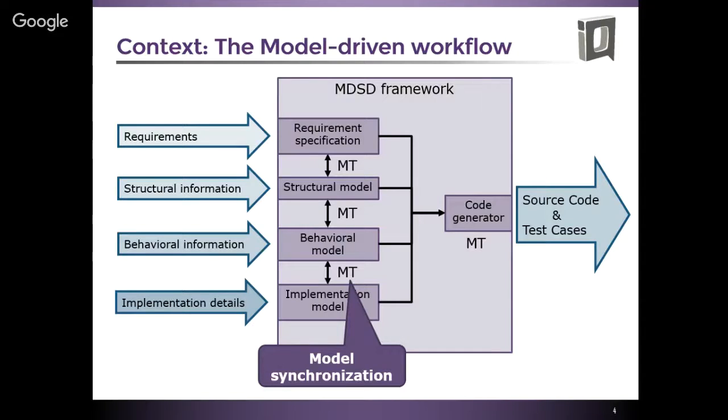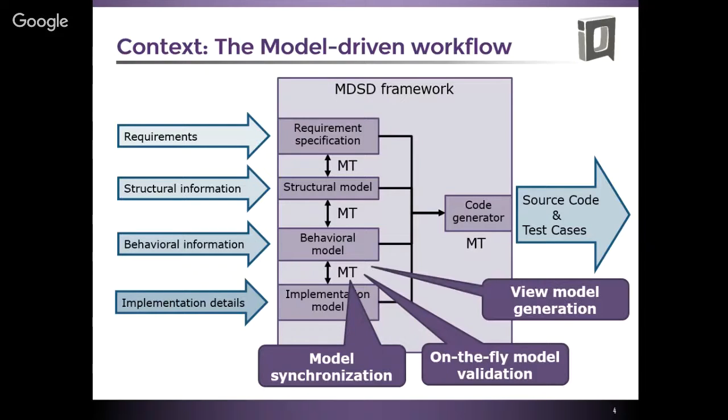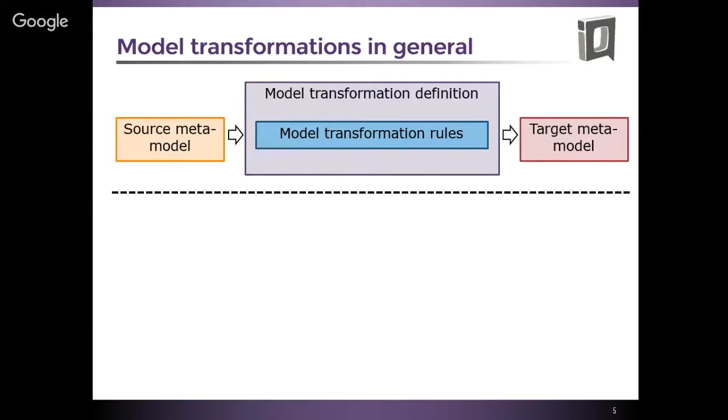So one of the many reasons model transformation should be used is synchronizing these models. However, there are other auxiliary reasons why they should be utilized as well. For example, on-the-fly model validation, view model generation, for example if we want to display specific data associated with these models. And also the code generation itself is a model transformation. So now that we know where model transformations are used and what they are, we should look at their internal structure and what they are on the inside.